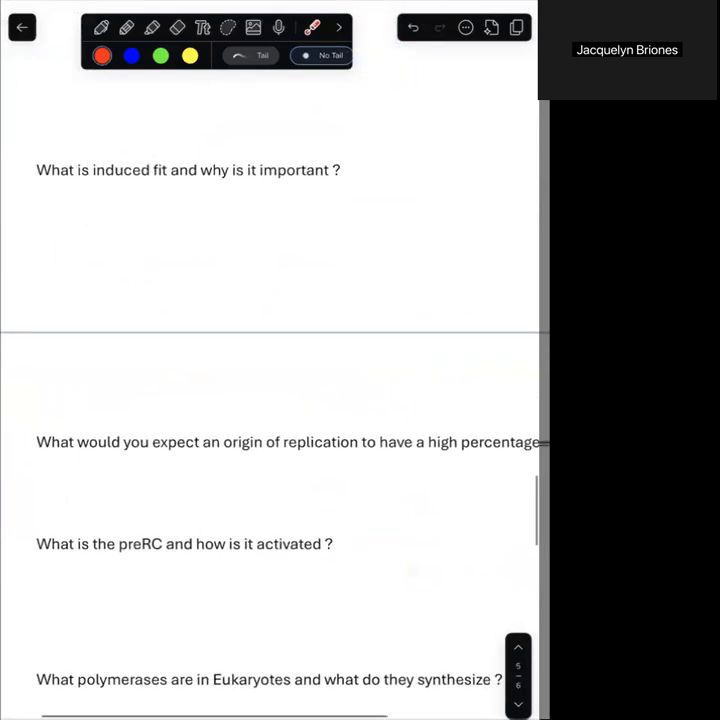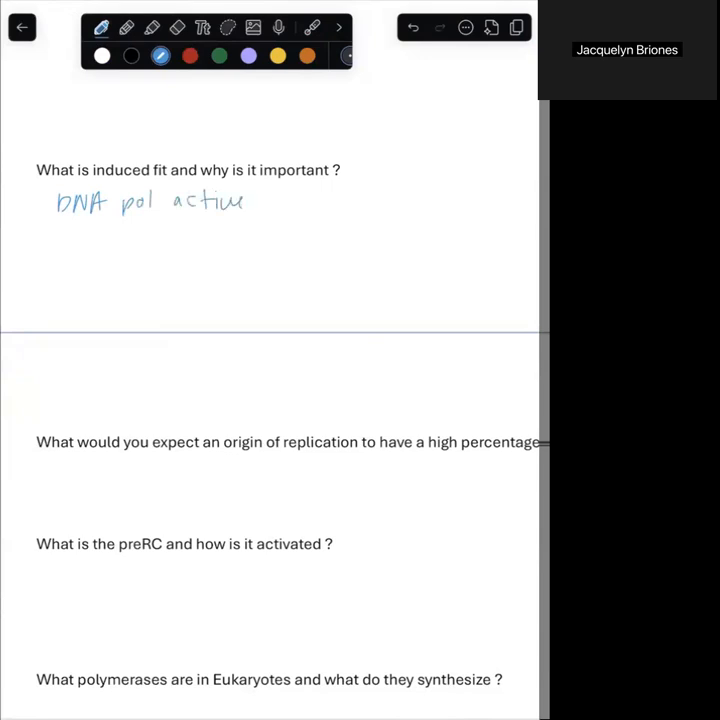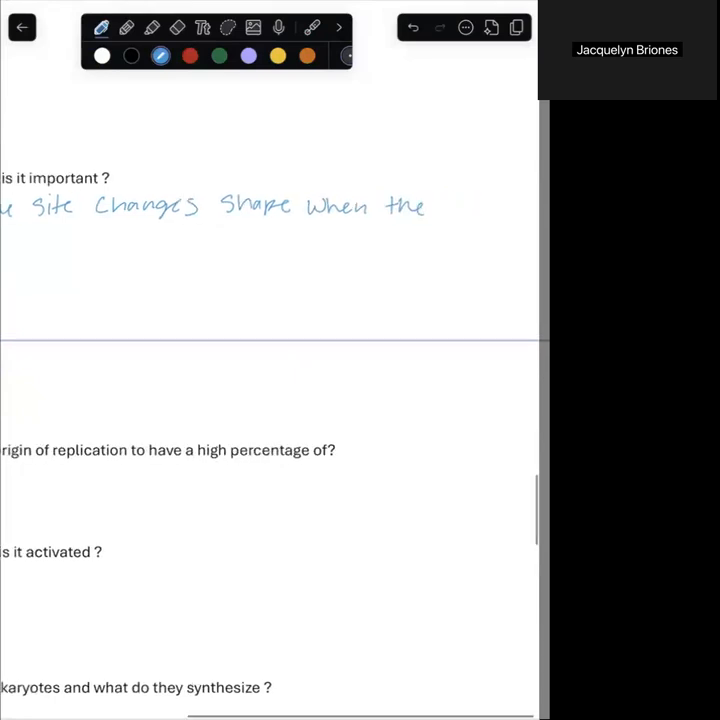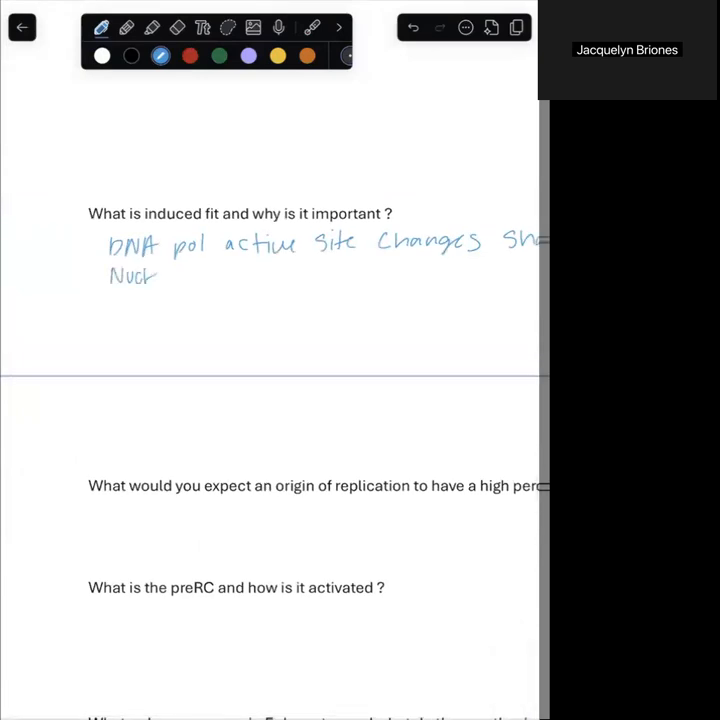What is induced fit and why is it important? So, induced fit is important because the DNA, and this is important because of our proofreading.